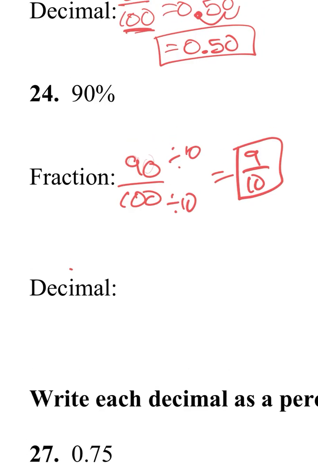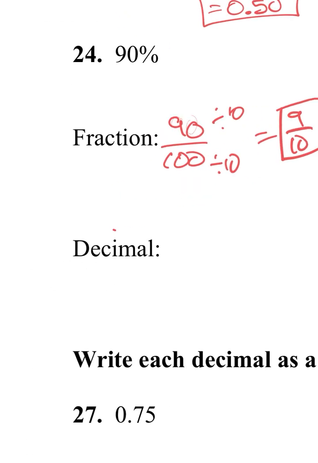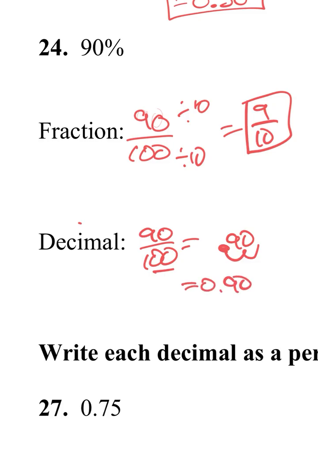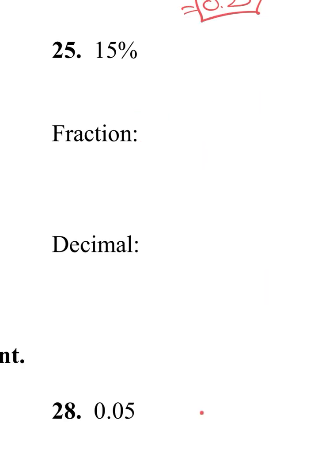Okay, here we go, the decimal. In the decimal, we're going to take the same thing. Hold on a second, let me get rid of that. So as a decimal, I'm going to go 90 hundredths. Take my numerator 90. And how many zeros are in the number 100? 2. So I'm going to move the decimal 2 spots to the left. So 1, 2. And my final answer is 0.90. All right, on number 25, you've got 15%.